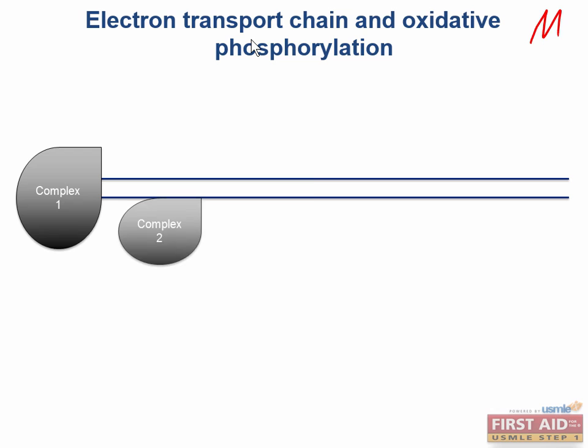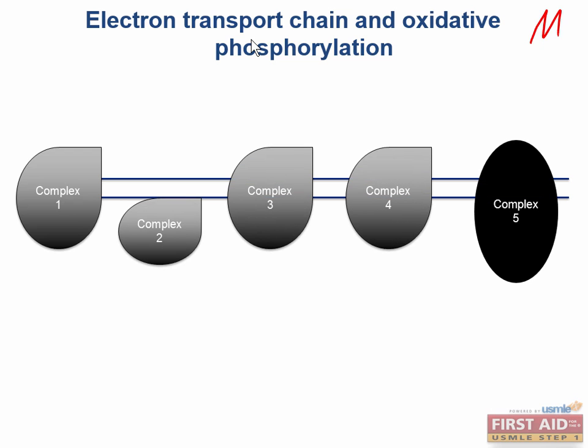So we have five major complexes, named complexes 1, 2, 3, 4, and 5. Each one has a very unique function. The blue line is going to represent our inner membrane of the mitochondria, and our mitochondrial matrix is going to be on this side, while our intermembrane space is going to be up on this side. So this is kind of an orientation. This is the middle of the cell. This is more towards the outer membrane of the mitochondria.